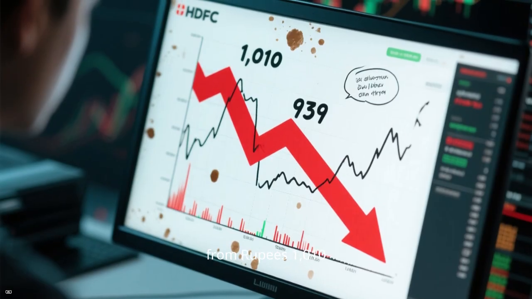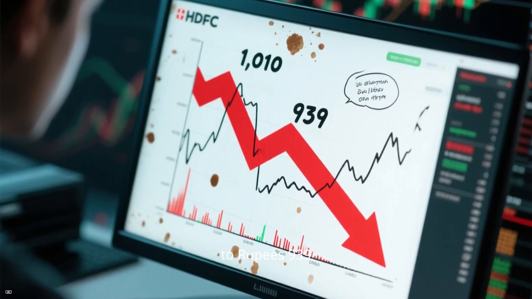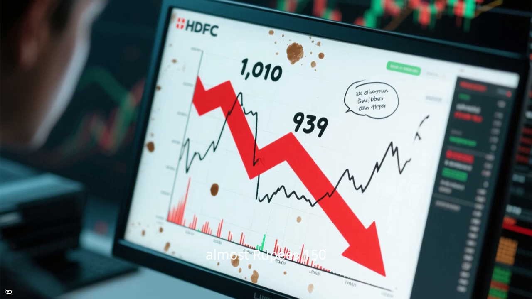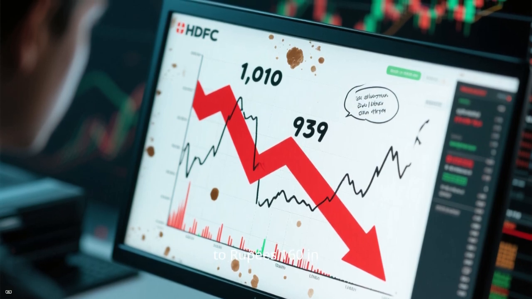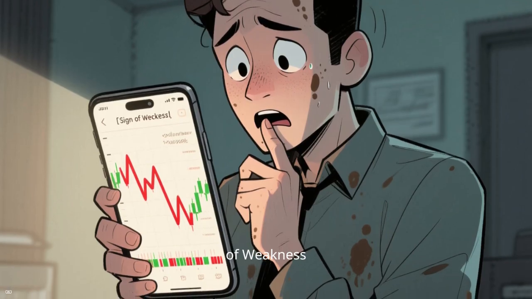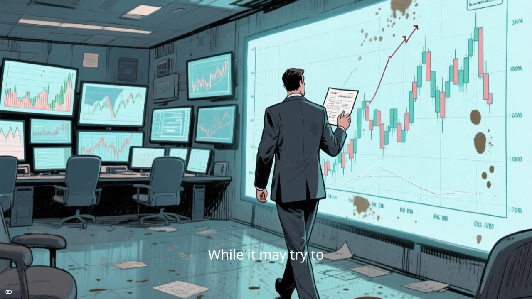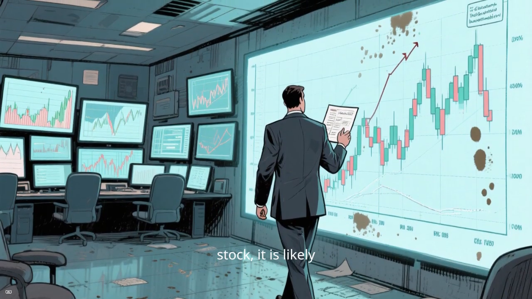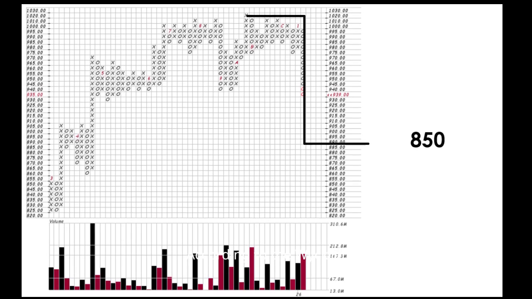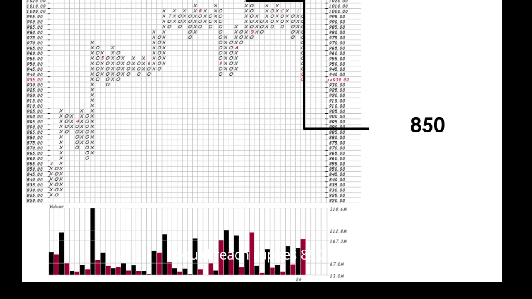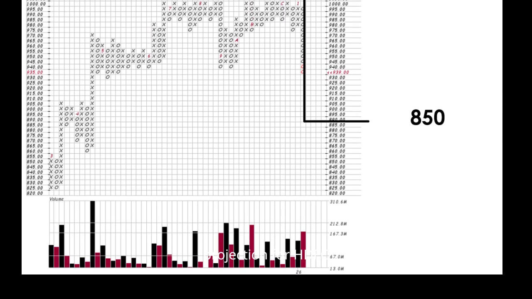The stock dropped from rupees 1010 to rupees 939 within a very short period, losing almost rupees 152, rupees 160 in just 4 weeks. Currently, the stock shows a sign of weakness. While it may try to push back up, since strong hands are no longer holding the stock, it is likely to fall further. According to the Wyckoff technique computation I have done, the distribution count suggests the stock could reach rupees 850. This is the near-term price projection for HDFC.